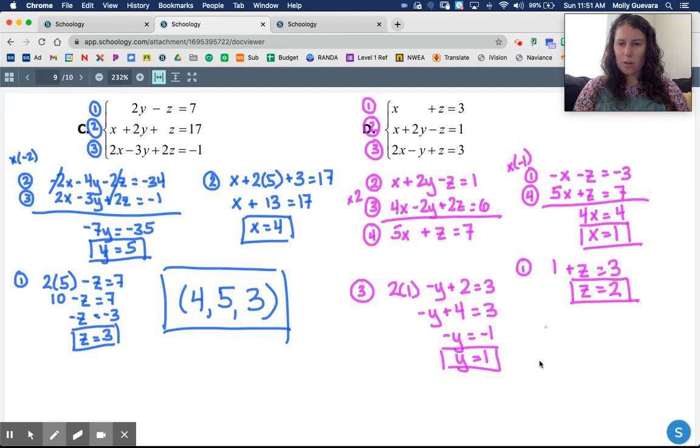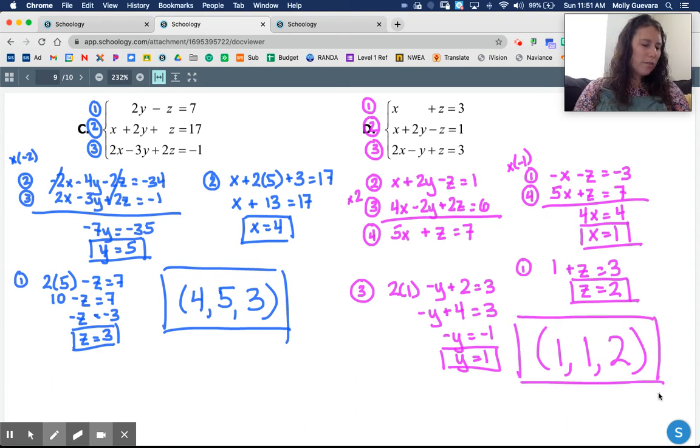And then once I have all three of them, I can go x, which is 1, y, which is 1, z, which is 2. So that is the point where those two lines cross. Most of these, you should be getting whole numbers or really easy decimals like 0.25 or 0.5, something like that. So if you end up getting something really weird, then you probably want to go through and double check that you solved it correctly and that you didn't mess up on a sign somewhere.